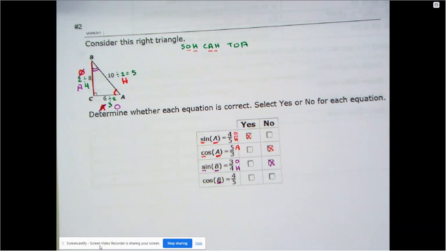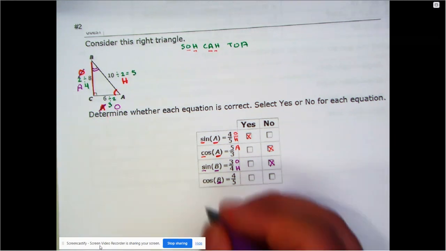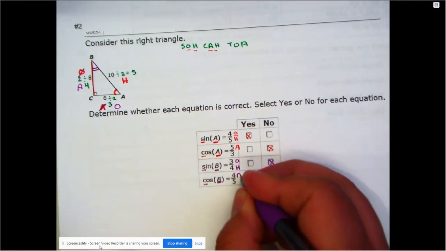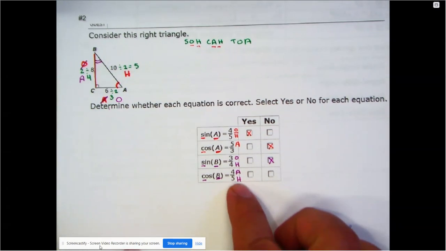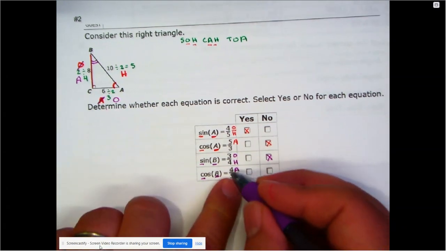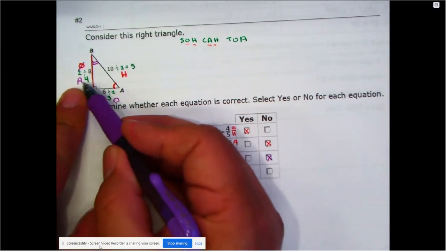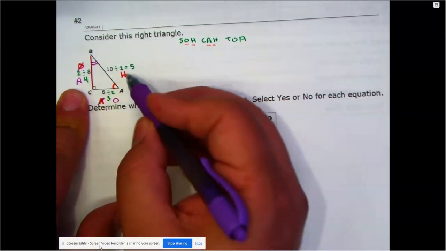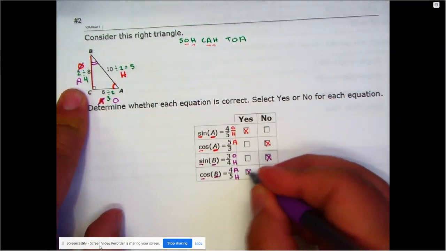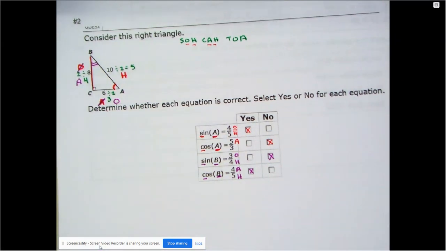that they've made here. And finally, the last question said cosine. Well, that's AH. All I have to do is make sure my picture matches. The A is 4. Yes, it is. A is 4. The H is 5. Absolutely. And so we have yet another correct answer for this one.